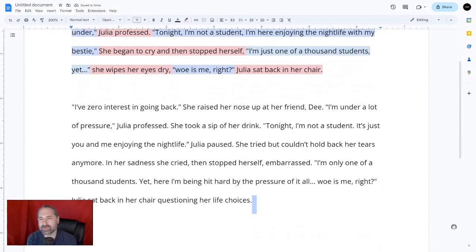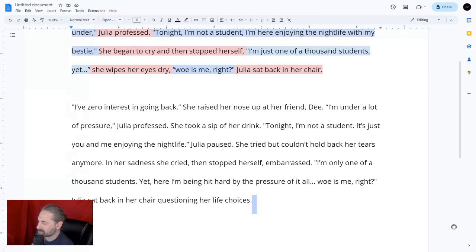I have zero interest in going back. She raised her nose up at her friend D. I'm under a lot of pressure, Julie professed. She took a sip of her drink. Tonight I'm not a student. It's just you and me enjoying the nightlife. Julie paused. She tried, but couldn't hold back her tears anymore. In her sadness, she cried, then stopped herself, embarrassed. I'm only one of 1,000 students, yet here I'm being hit hard by the pressure of it all. Woe is me, right? Julie sat back in her chair, questioning her life choices.